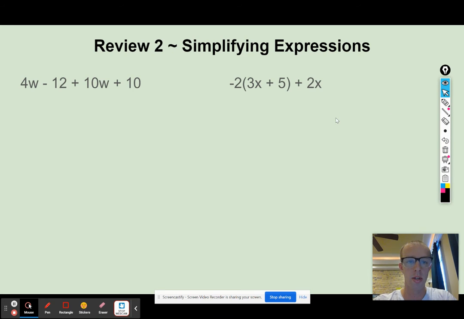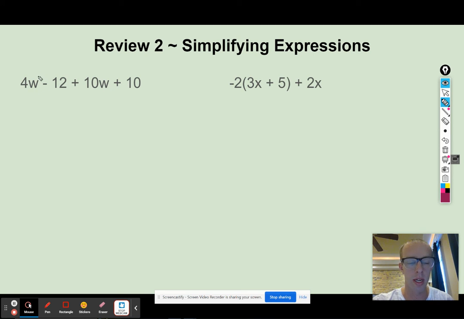Okay. The next skill we have to be able to solve these long equations is we have to be able to simplify expressions. So here we'll notice that we have an expression. An expression does not have an equal sign. Equations have equal signs, which means we can't solve for the variable here. We can make this expression more simple.